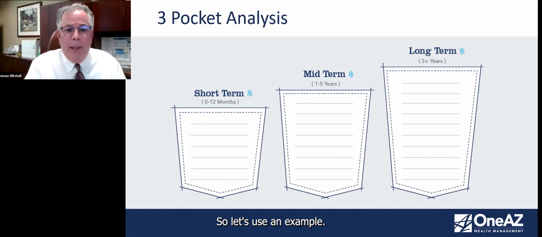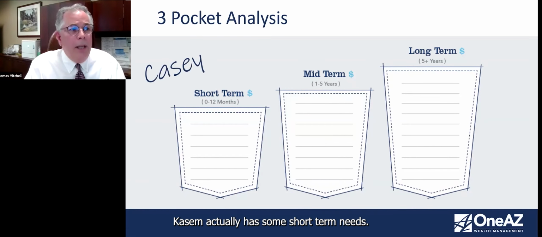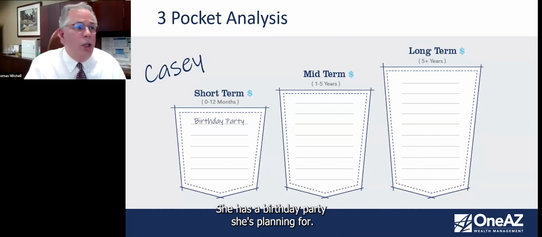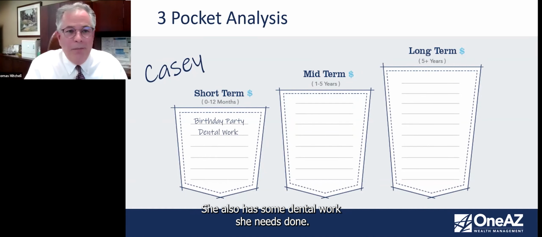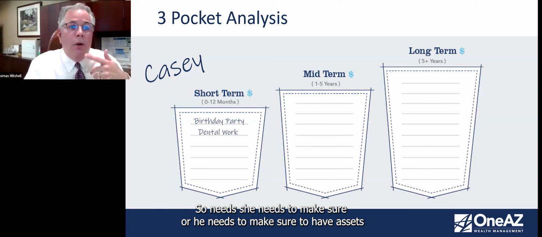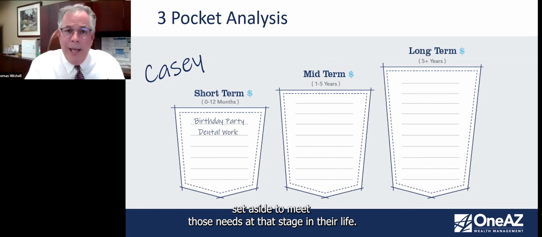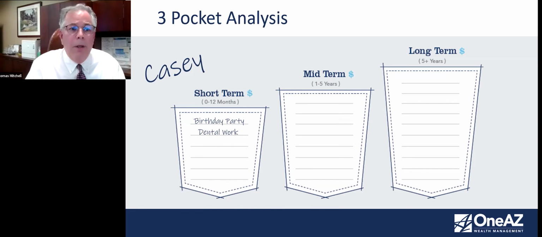So let's use an example of Casey. Casey actually has some short-term needs. She has a birthday party she's planning for. She also has some dental work she needs done. So she needs to make sure, or he needs to make sure, to have assets set aside to meet those needs at that stage in their life. So that's 1 to 12 months.